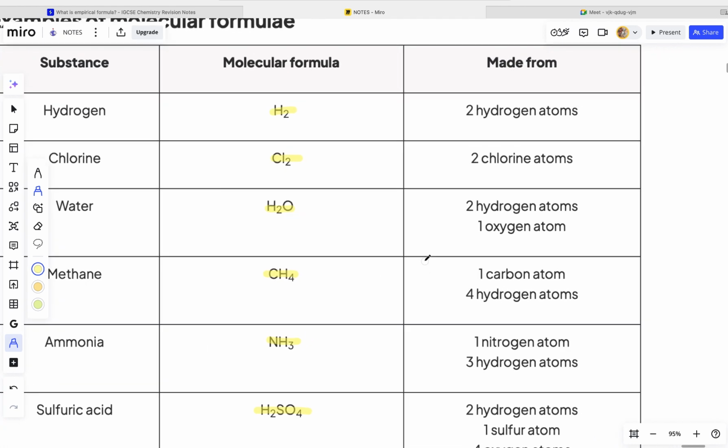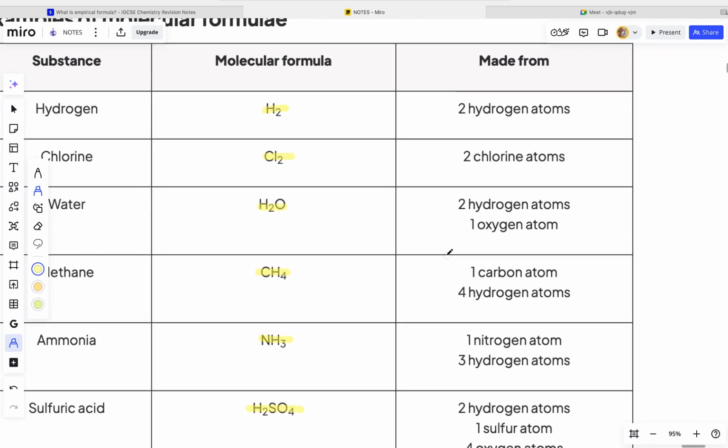Now let's take a look at what each of them is made of. Hydrogen as an element is made of 2 atoms of hydrogen. Chlorine, same thing, 2 atoms of chlorine. When you say water is made up of 2 hydrogen atoms and 1 atom of oxygen, even if you don't write 1 here, there's always 1. So there's 1 atom of oxygen and 2 atoms of hydrogen.